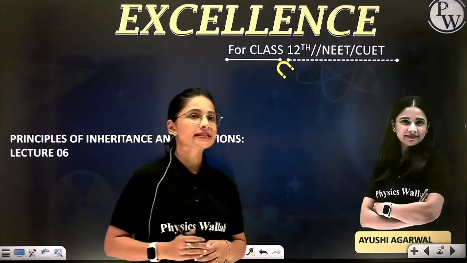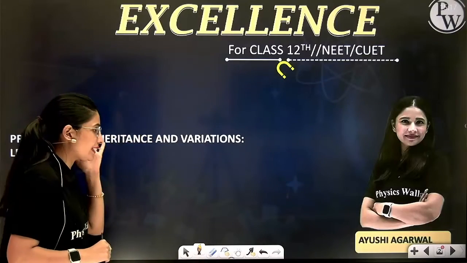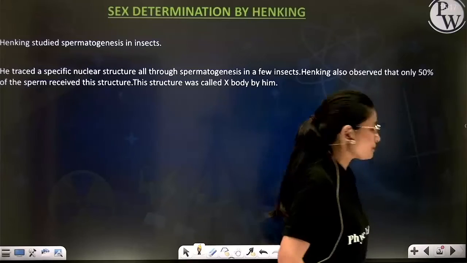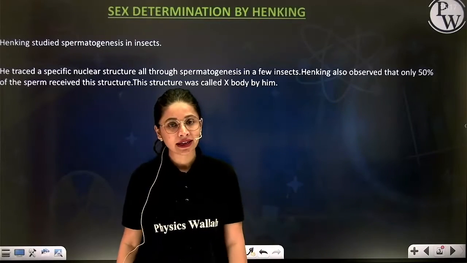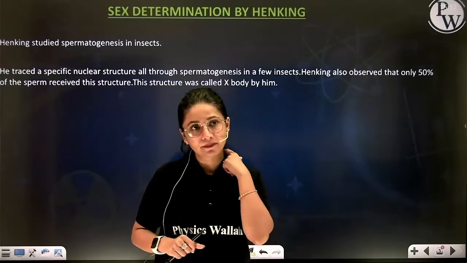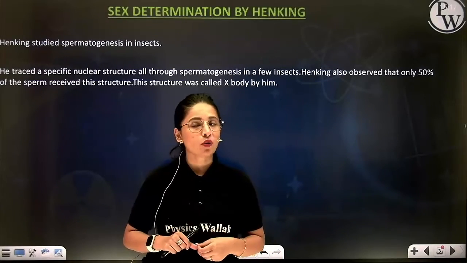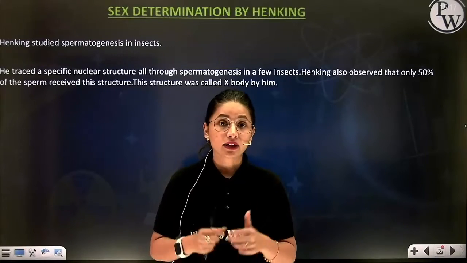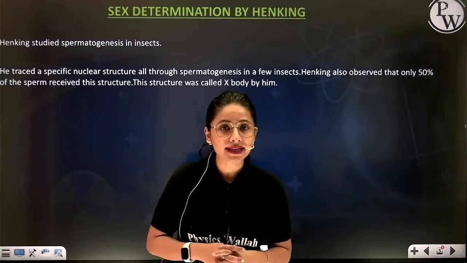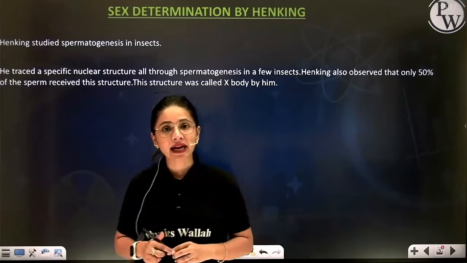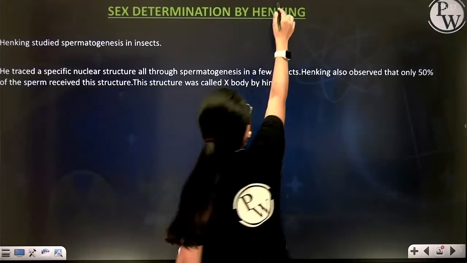Chalo, then let's start with today's class, which is actually lecture number 6 of the chapter Principles of Inheritance and Variation. Beta, today we are going to cover the sex determination. Introduction part I have already given you in my last lecture, that who tried to explain the concept of sex determination. It was done by Henking, right?